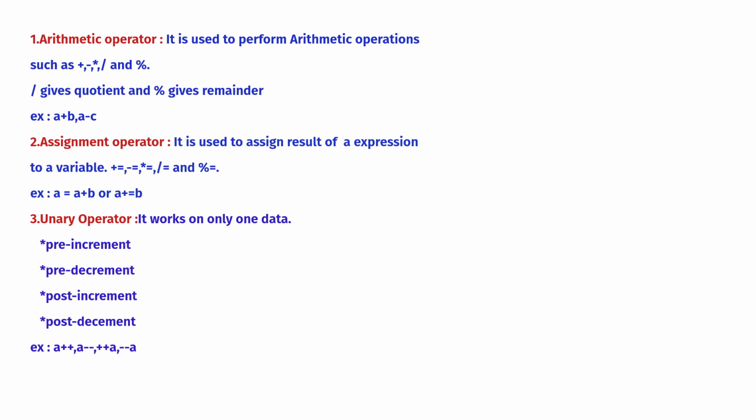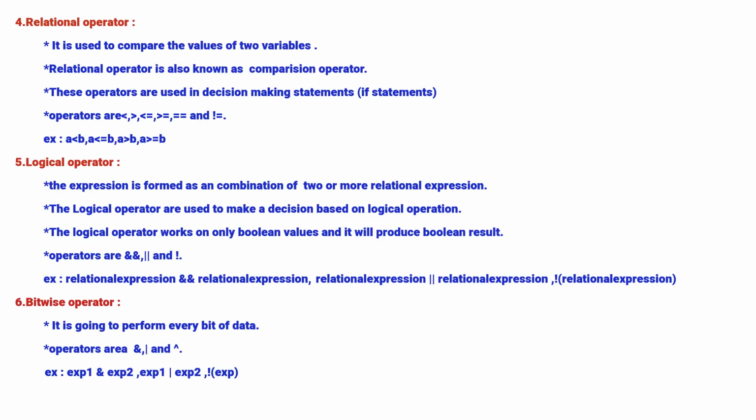Now the third one is the unary operator. It works on only one data, which means it does not need two values; it needs only one value. These are four types: pre-increment, pre-decrement, post-increment, post-decrement: a plus plus, a minus minus, plus plus a, minus minus a. I will explain these operators clearly in an example.